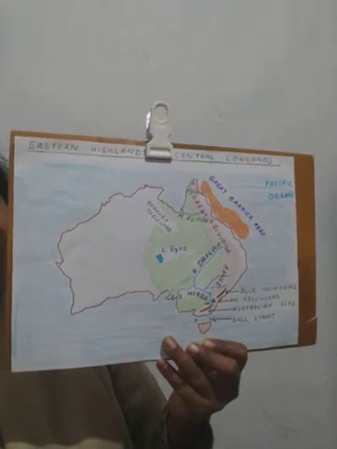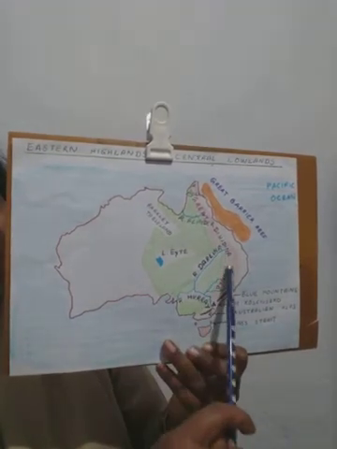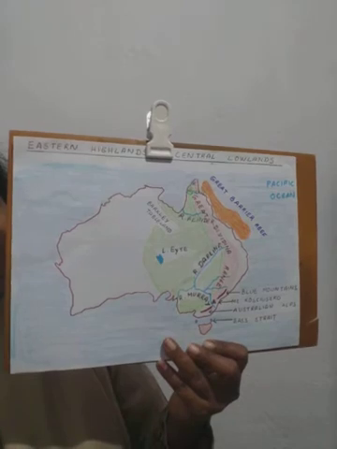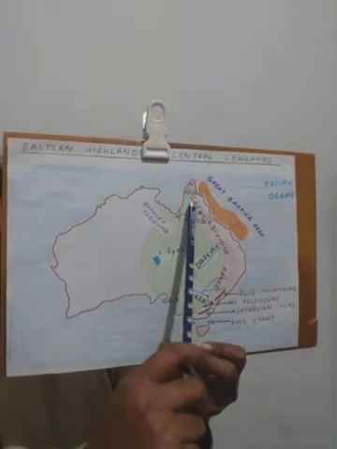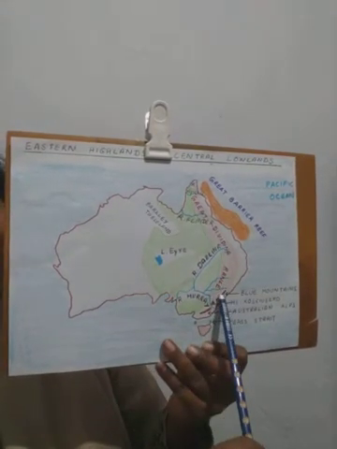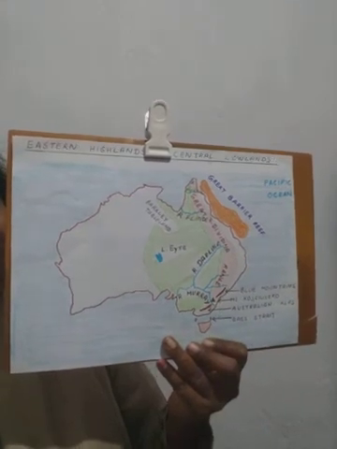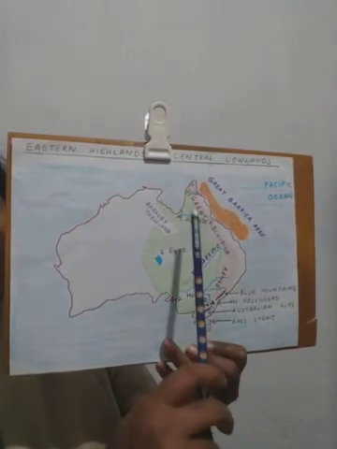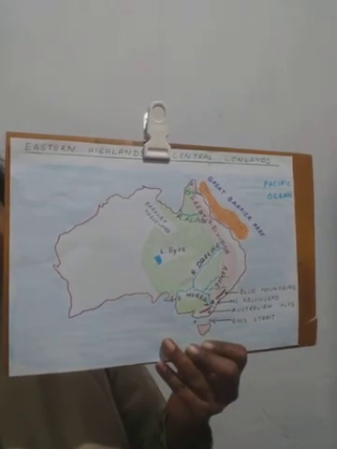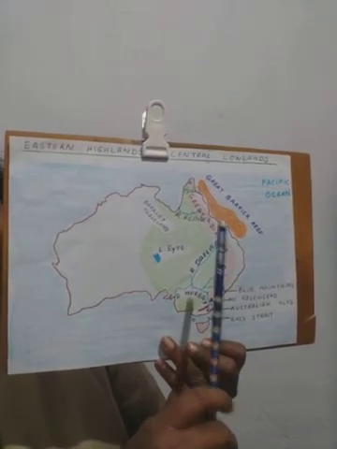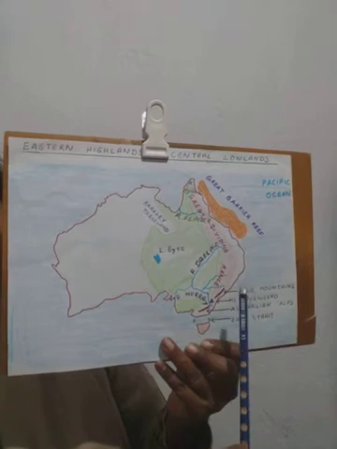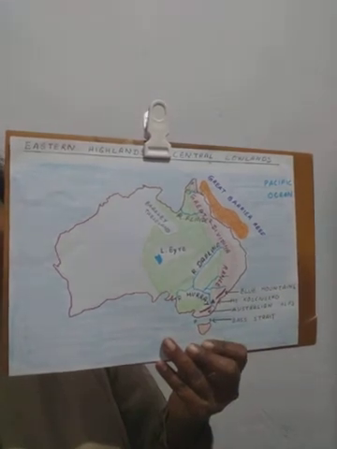So now talking about the Great Dividing Range first. It formed a formidable barrier to the early settlers from the enemies, and hence named the Great Barrier Reef. But over time, its height has reduced because of weathering and erosion.